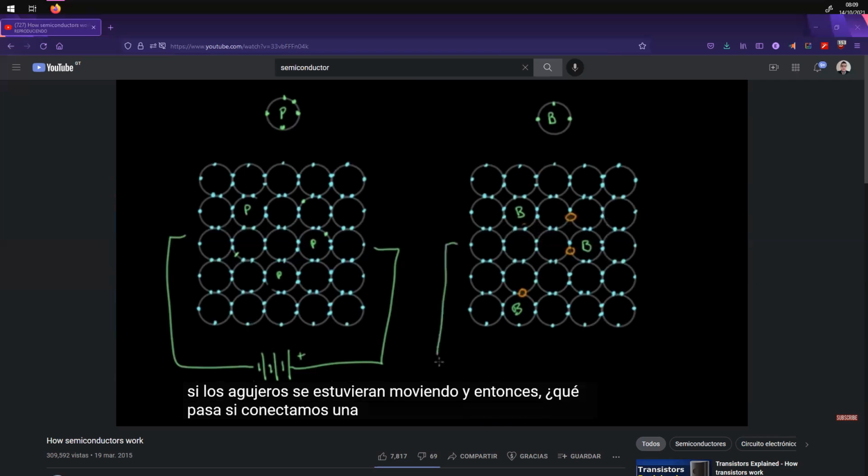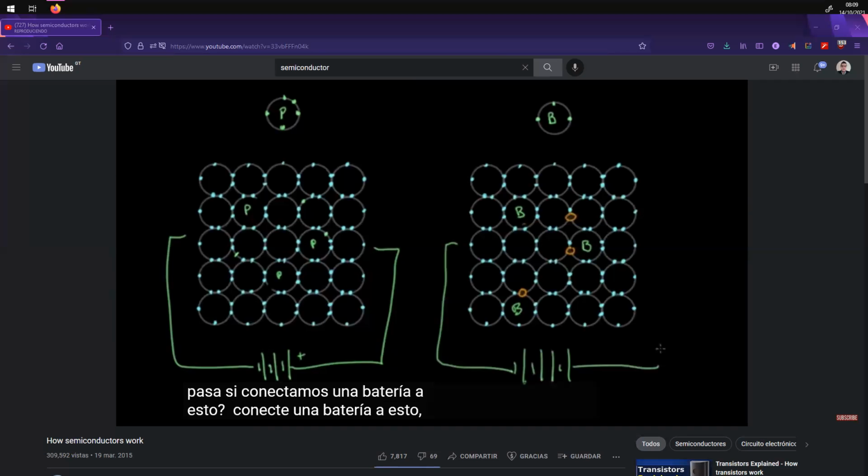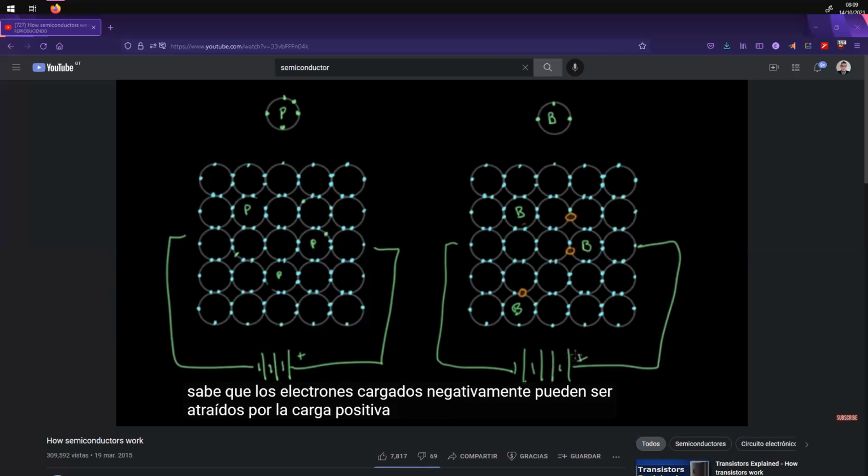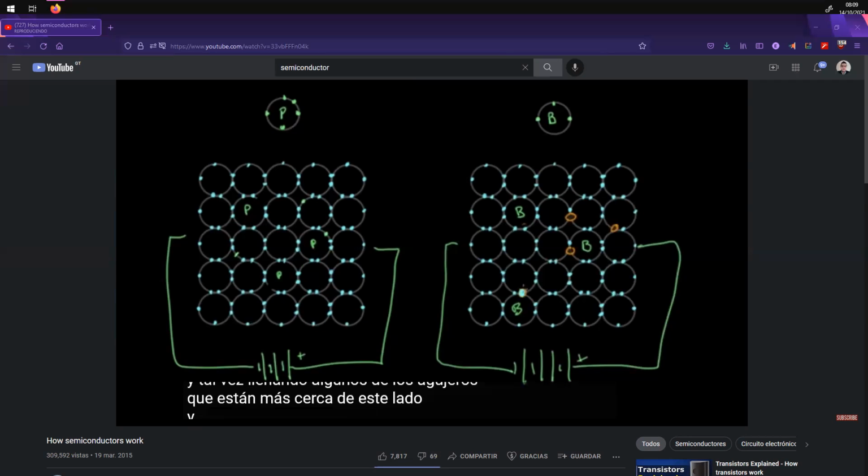And so what happens if we hook a battery up to this? If we hook a battery up to this, electrons are going to be attracted to the positive terminal of the battery. Negatively charged electrons can be attracted to the positive charge on the battery there. And so this electron here that's maybe close to that battery terminal will get attracted to the battery and leave a hole behind. But at the same time, electrons are going to be coming from the negative terminal of the battery and filling in some of the holes that are closer to this side.